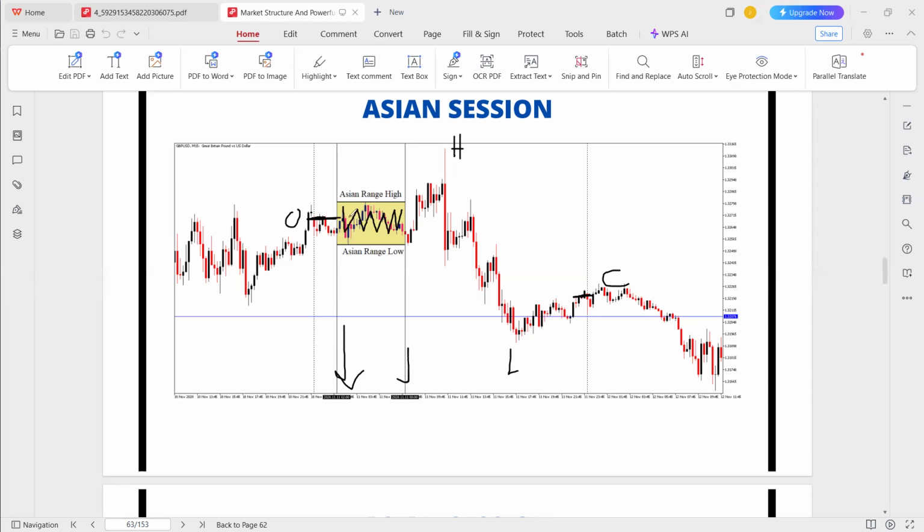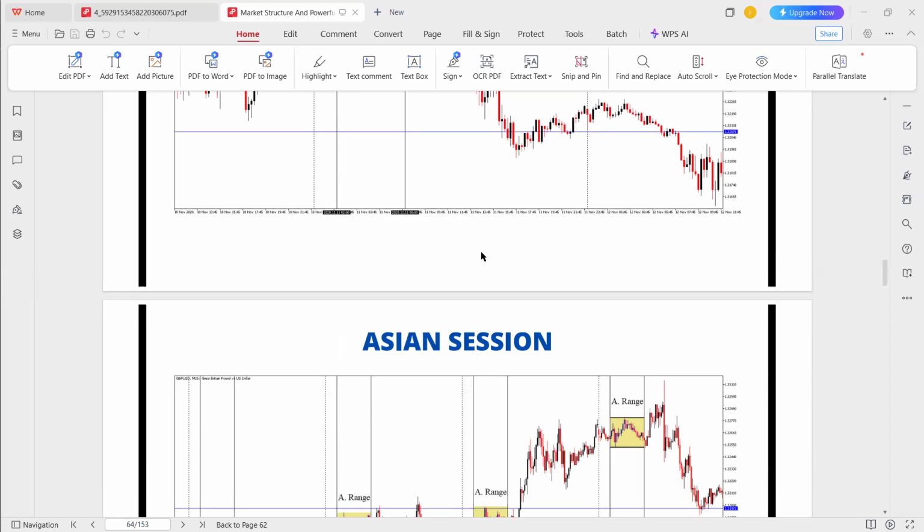I won't really speak much on the Asian session based on my own trading style because I prefer trading London and New York. But just know the Asian session usually has less volume. So it's not really a good session to trade unless maybe you're trading JPY pairs, and you might get some volume. So this is an illustration of the Asian range.